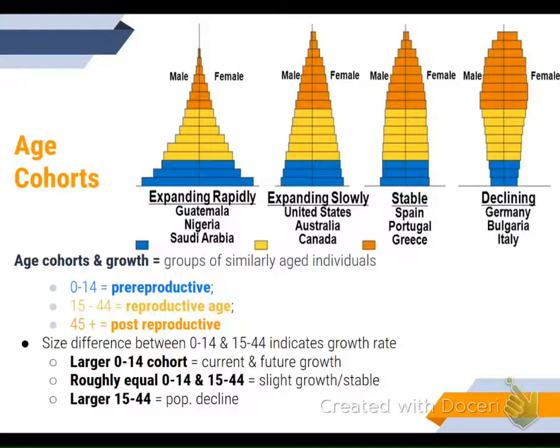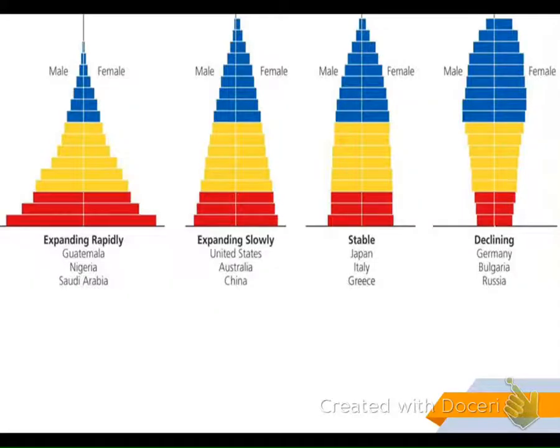Whereas if you've got a larger 15 to 44 group, such as Japan, Germany, Bulgaria, where there's more people older, what's happening is there's fewer and fewer kids. More and more people are getting older, which is going to cause other problems. If you look at these, we're going to try to determine the difference between them.